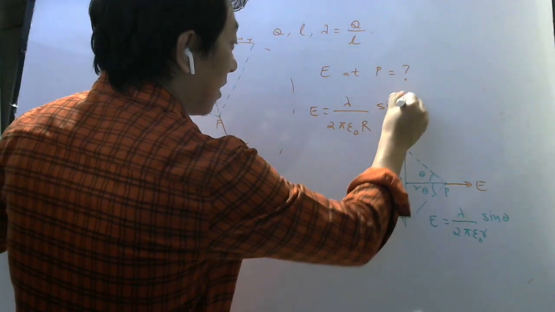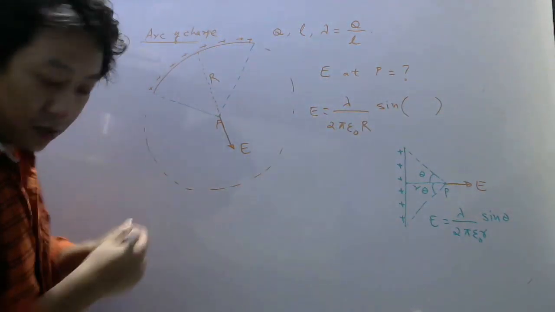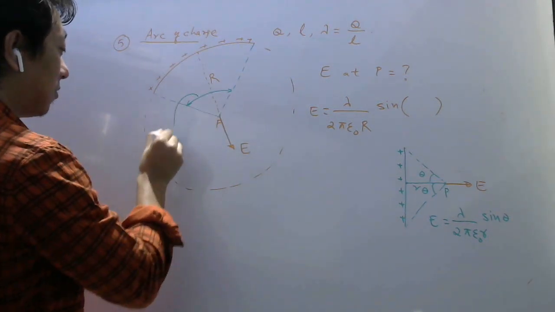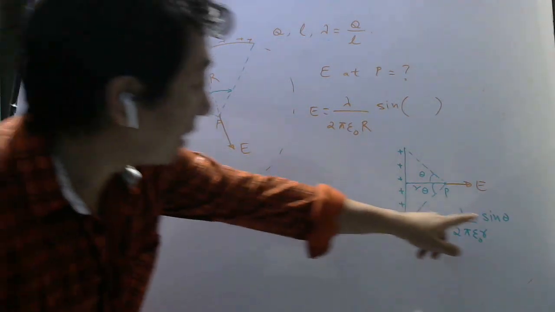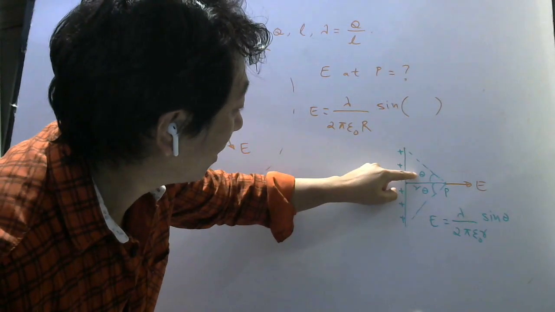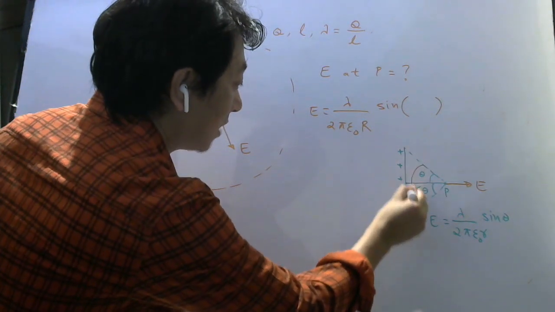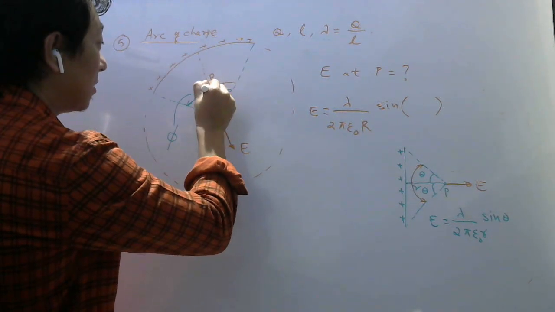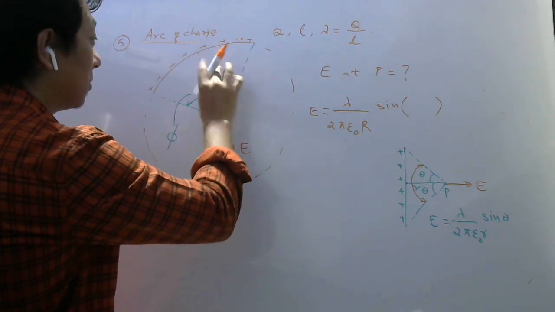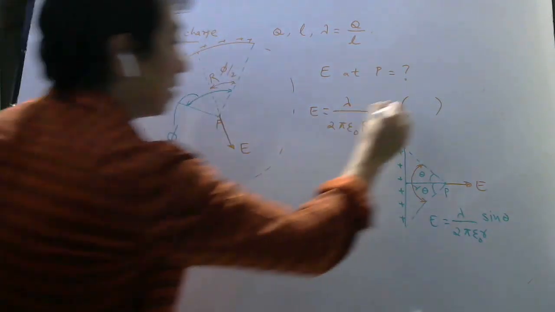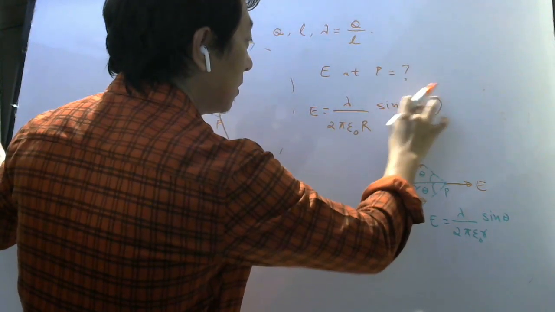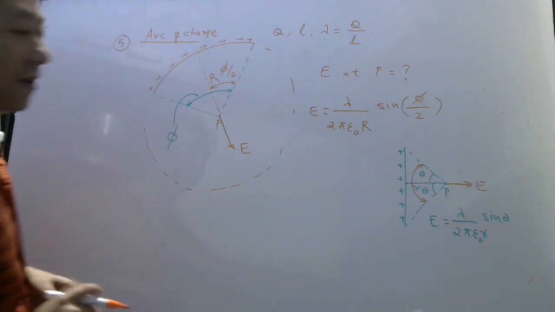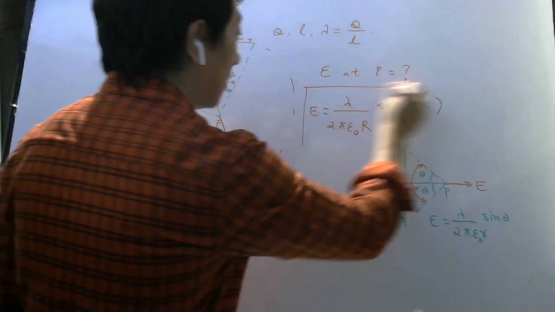Okay, sine theta. Now be careful. In the question they will give you this angle. So that angle is phi, let's say. But what angle do we write here? The angle we write here is this angle. Half of this angle, right? Yes or no? So we want this angle. So this angle is how much? Phi by 2. So here we have to write phi by 2. And what is phi? The angle subtended by the arc at the center. So this is the formula for the electric field.